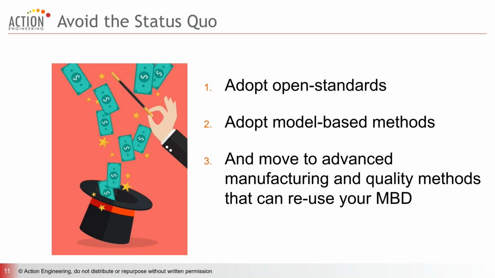And move to advanced manufacturing and quality methods that can reuse your MBD, right? That CAD model, or a lot of times we call it a digital twin, has the opportunity to really enable a lot of advanced digital manufacturing and digital quality methods. Right? So just implementing model-based definition in design without tying it to digital efforts in manufacturing and quality is kind of synonymous to recruiting a 5-star quarterback but you don't have any receivers. Right? What's the point? So we need to enable these manufacturing and quality organizations to reap the benefits of model-based definition as well.